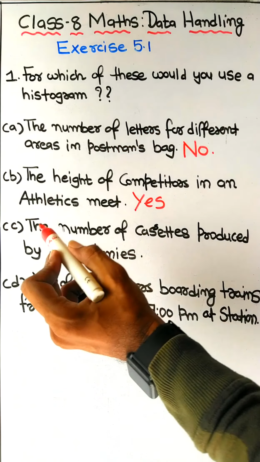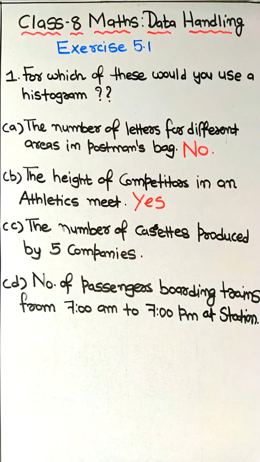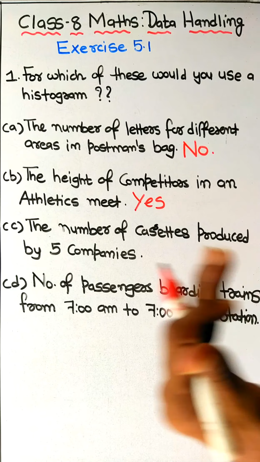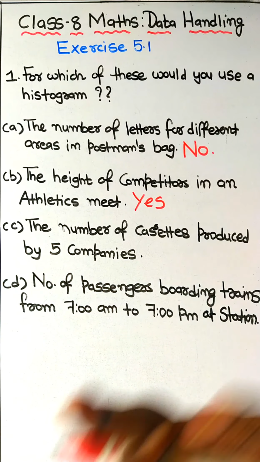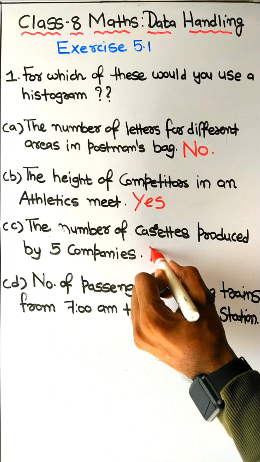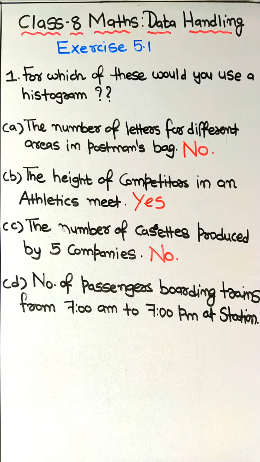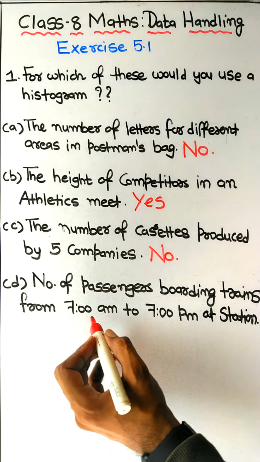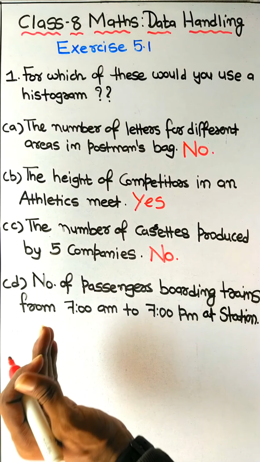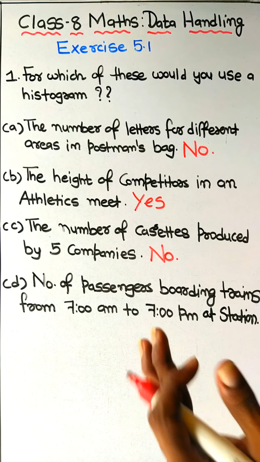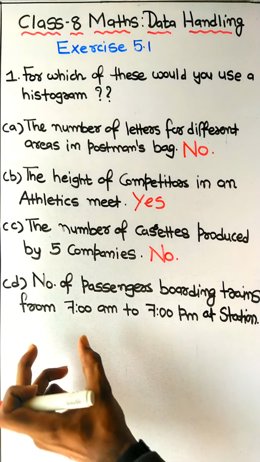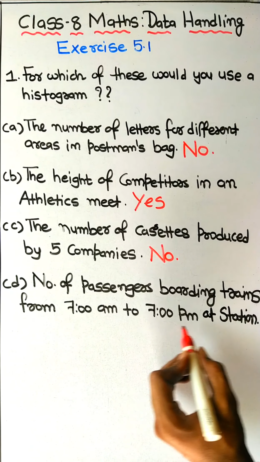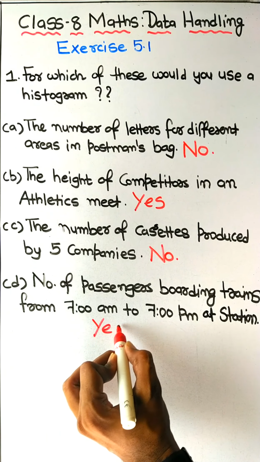The next question is the number of cassettes produced by 5 different companies. Again, there might be different data starting from 0 to any number for each company. That is why we cannot divide a range of data. So our answer for this will be a clear no. Number of passengers boarding trains from 7 am to 7 pm. Note that 7 am to 7 pm is an interval of 12 hours. So we can prepare the number of passengers for each hour, and that can be a specific yes, right?